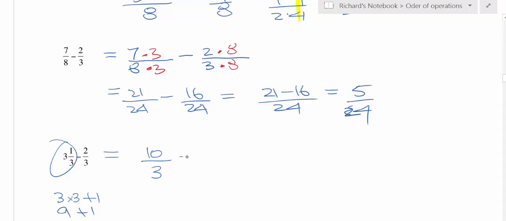Now I'm taking away 2/3. Oh, look at that. Both fractions have the same size pieces. So I can have a common denominator right away. So 10 minus 2 over 3. Oh, okay. Well, that's 8/3. You can just leave that as 8/3. I'm happy with that as an answer.